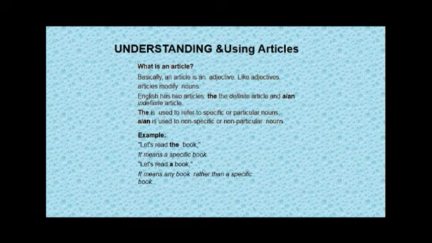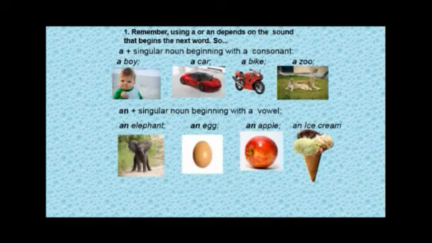But when I say, let's read a book, here even I'm not sure what I'm going to read, and even the listener is not sure what he is going to read, or what we are going to read. And we proceed with a and an. So we always remember that using a or an depends on the sound, not the letter.